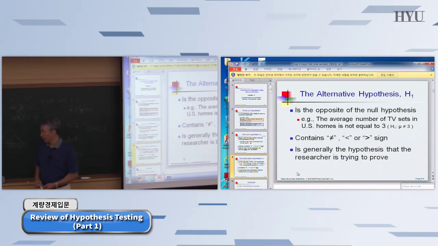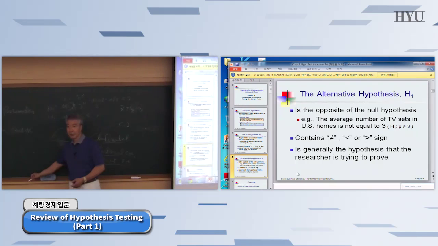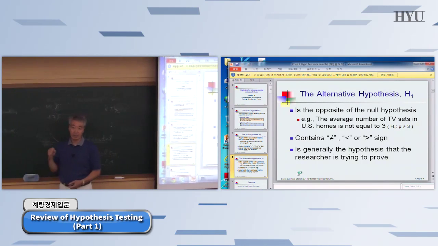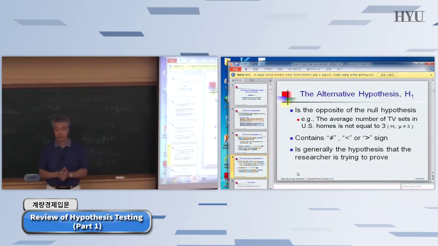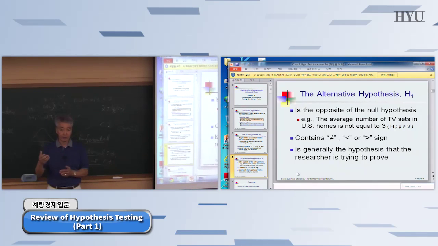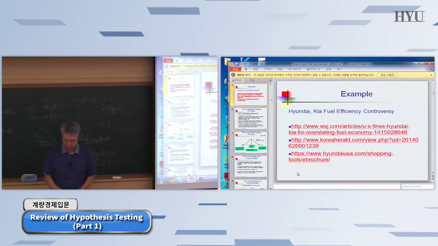So in practice, they recommend that you set up the alternative hypothesis first, and then just say the opposite as the null hypothesis. Okay? Here's an example. This is the last slide that we're going to do today.